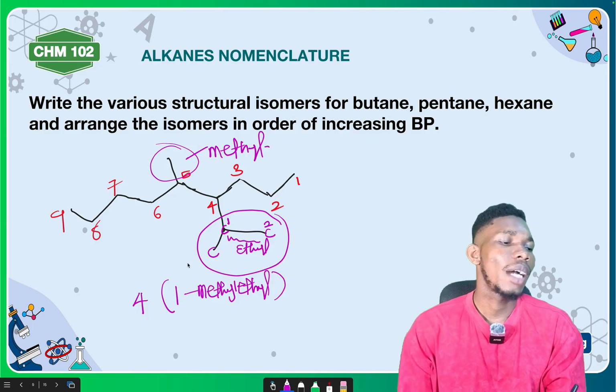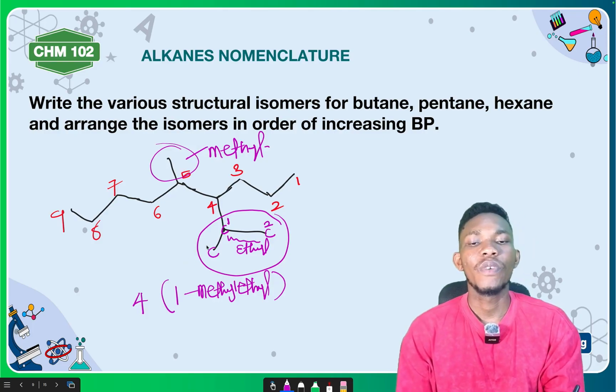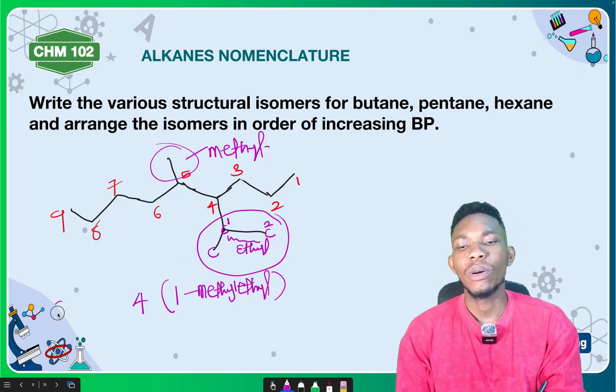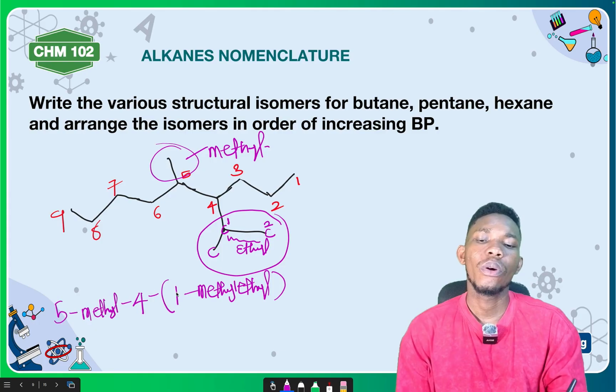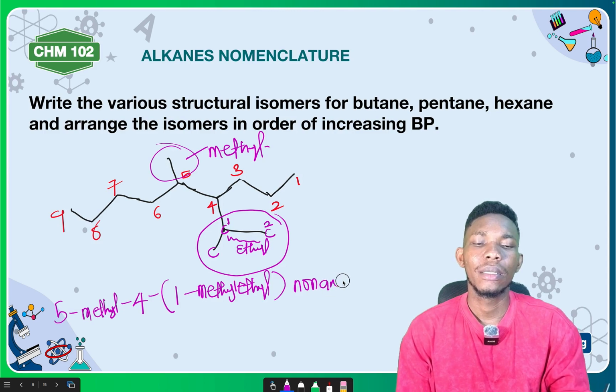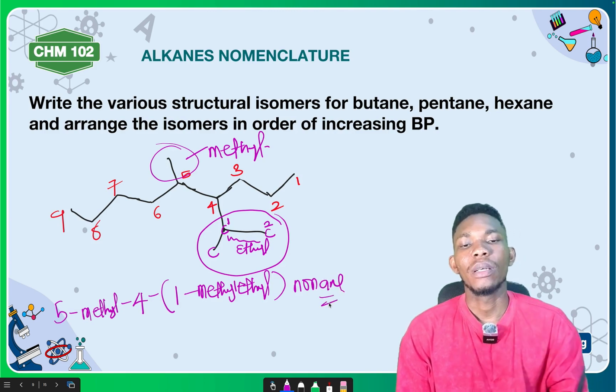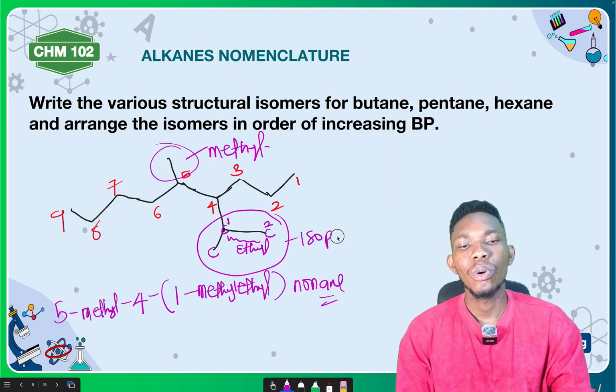Most times you can just name this one first. So here it becomes 5-methyl, then 4 bracket 1-methyl ethyl, and then how many? Nonane. That's how to name this compound. Or this whole thing, you can also call it isopropyl.